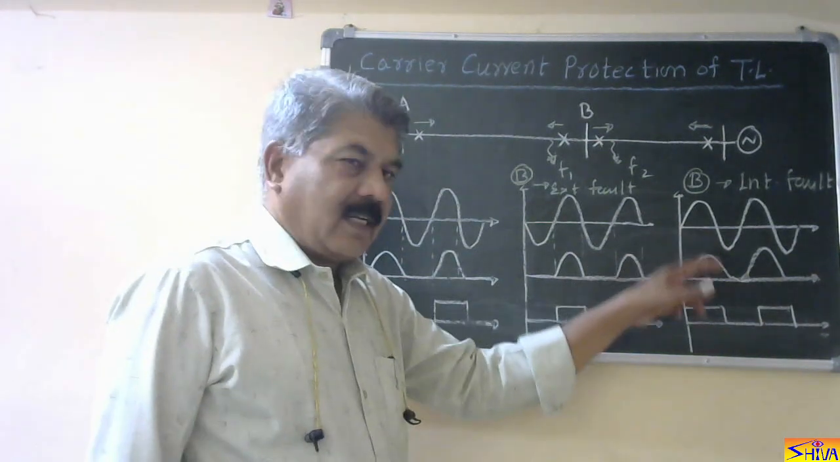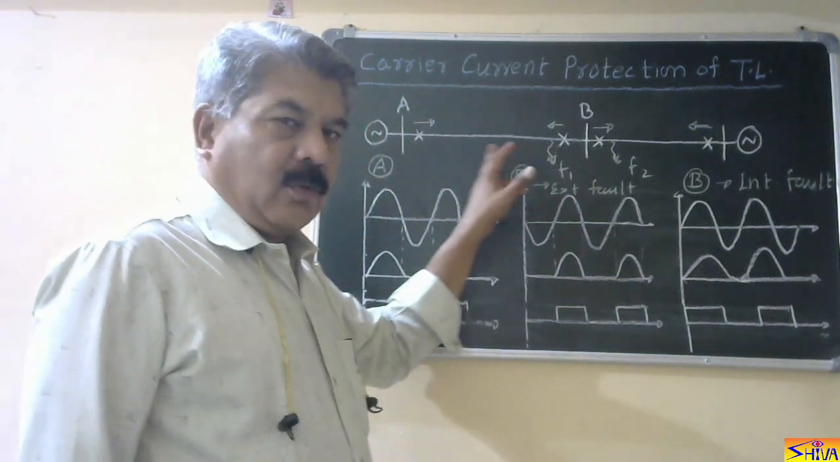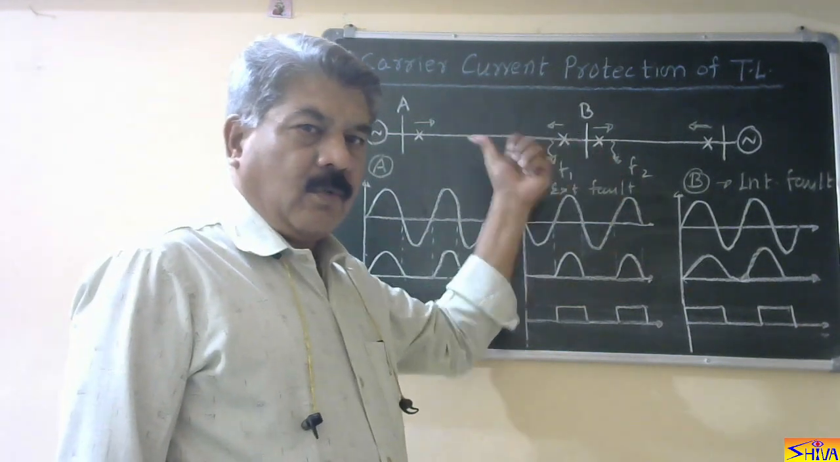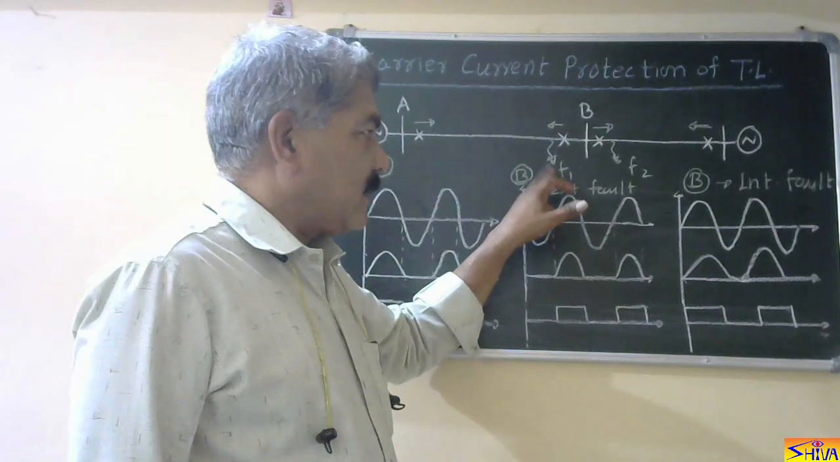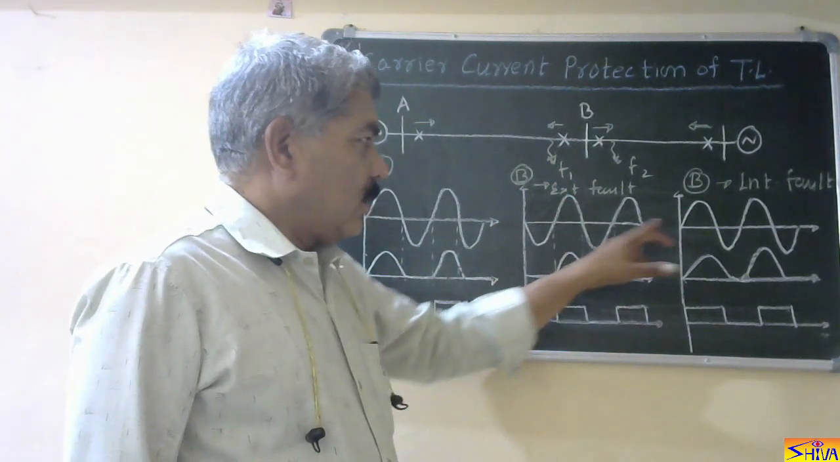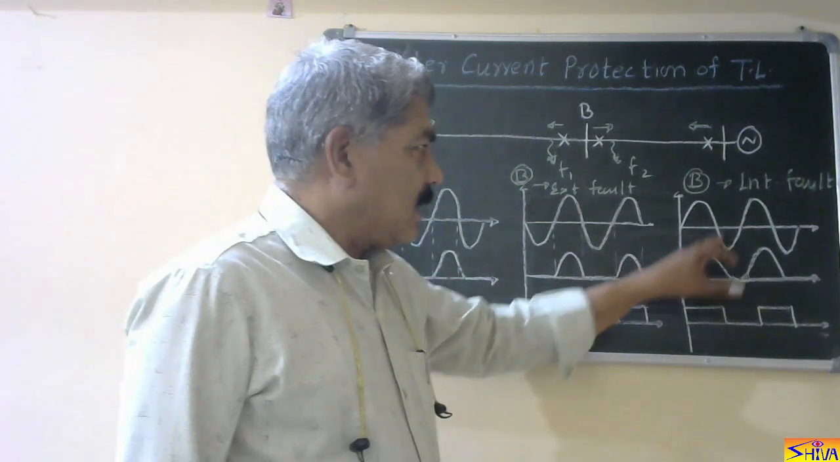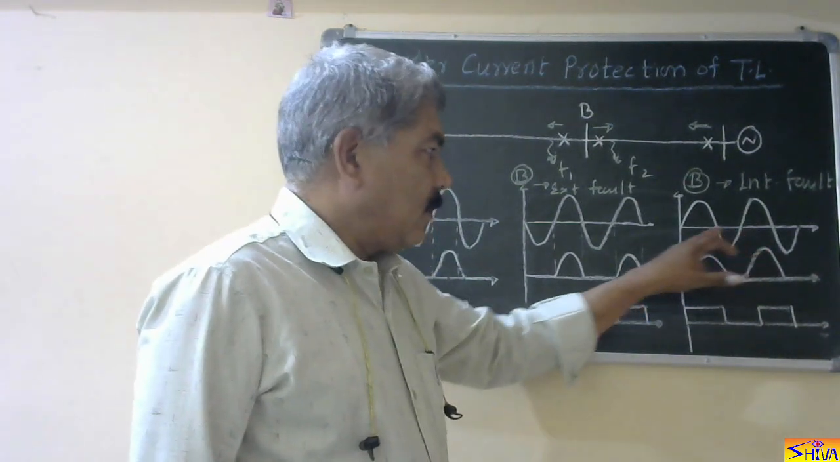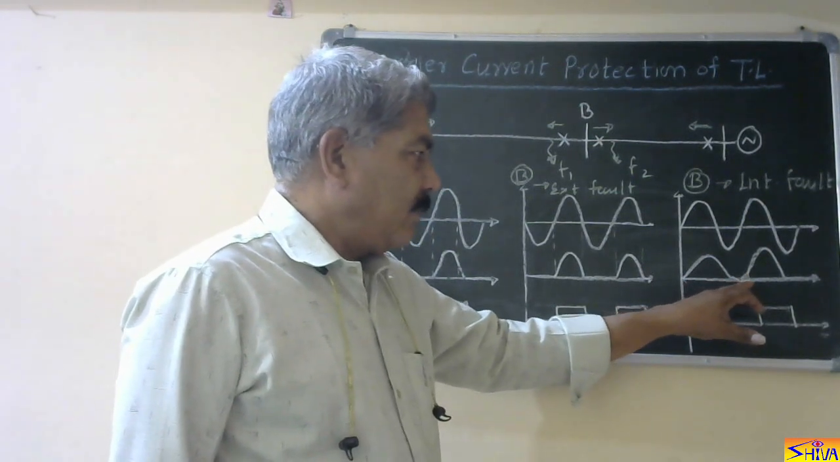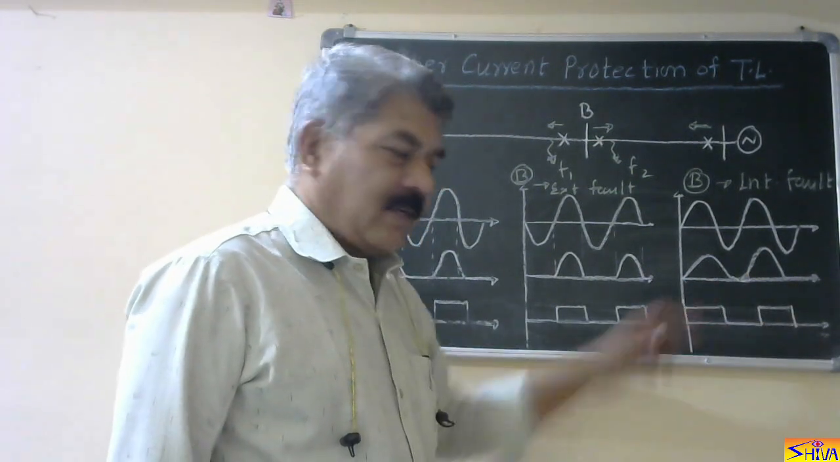Now if it is an internal fault, then the current direction through A will not change, but the current direction through B will change. Now it is flowing towards A. So this is the internal fault, that is F1. So this direction will also reverse. So in the secondary of CT we get current like this. We take only the positive half cycle, so the signal will be present from 0 to 180 degree and so on. So this is the signal after rectification.